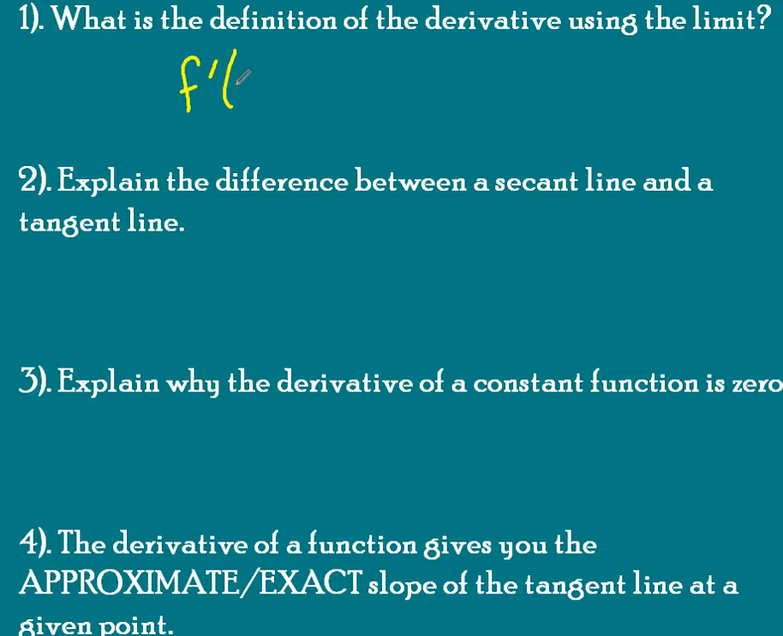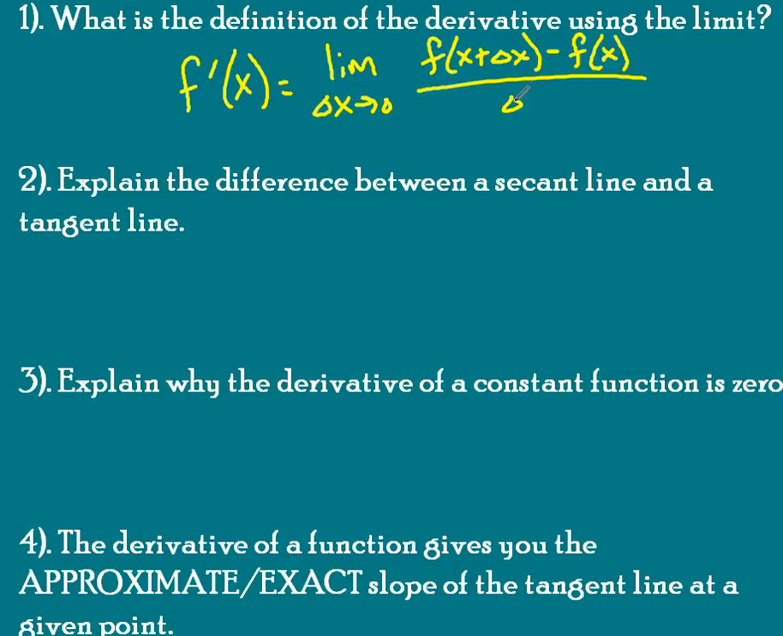That's the derivative, which we say as f prime of x, equals the limit as delta x goes to 0 of f of x plus delta x minus f of x, all over delta x. Change in y over the change in x. That's what we need to be looking at.